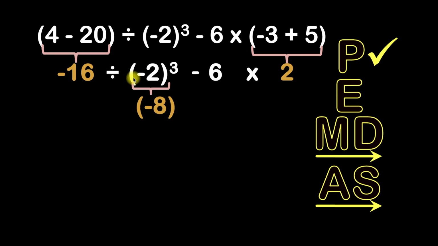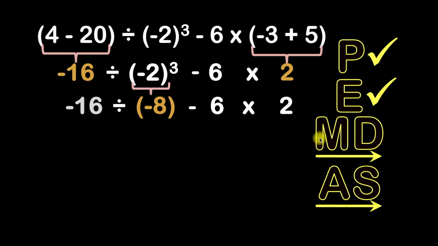Since I don't see any other exponents, I'll just bring everything else down. I haven't used negative 16 or division. This has already been used, so make sure you don't bring it down. We haven't used the minus sign, the 6, the times, or the 2. Here's our new expression that we're looking at, and it doesn't have any more exponents, so we're done with step 2.